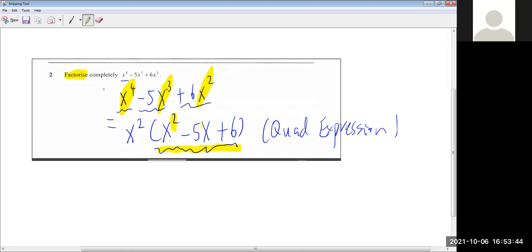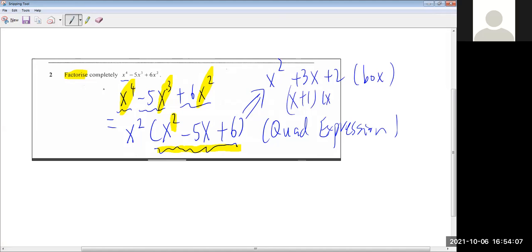Can you see this is similar to the question just now? The question just now is x to the power of 2 plus 3x and then plus 2. Can you see the similarity between this one and this one? So just now we used the box method, let me just call it the box method, to get x plus 1 and then x plus 2. So I'm going to use the box method to solve this x squared minus 5x plus 6.